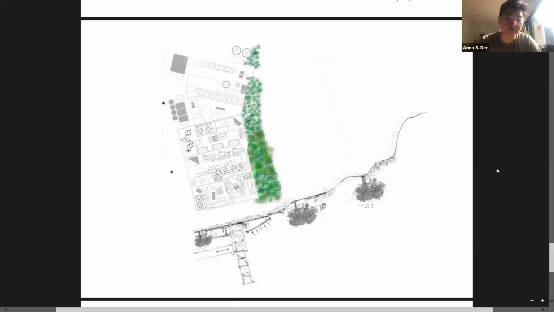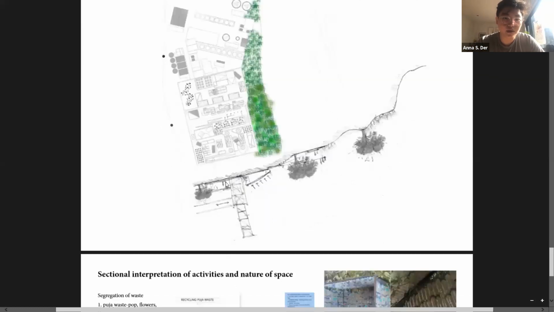Again, we went back to the plan, we went back to the section, trying to see how everything interacts with each other. Next page.